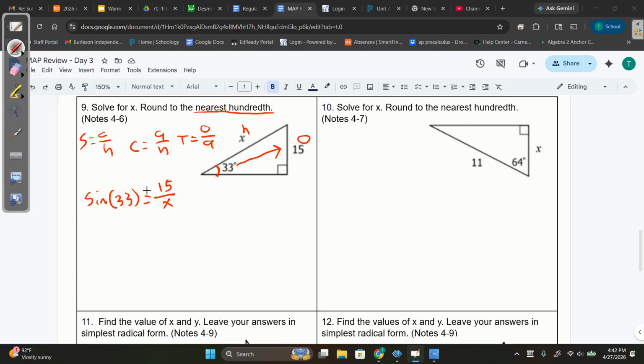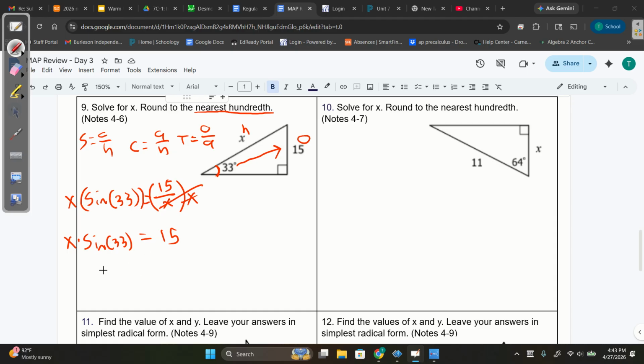Now, just like last time we did this, we're going to want to get rid of the fraction first. And to get rid of a fraction, we have to multiply. Specifically, we always multiply by the bottom number, the denominator. So in this case, I would multiply both sides by x. That cancels the x's out, giving me 15 left on this side. And over here, the x doesn't interact with the sine at all. We're just going to write x times sine 33.